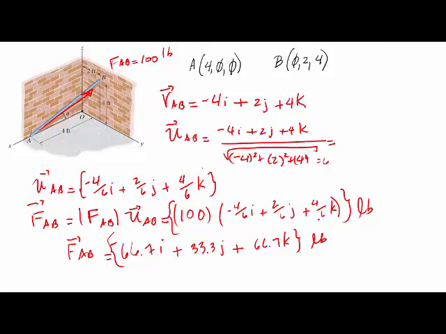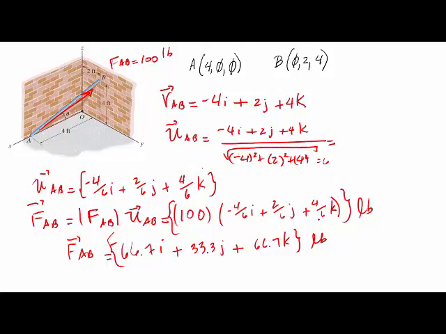Okay? So now we have responded to the first question. So the force vector AB is minus 66.7I plus 33.3J plus 66.7K, and this is pounds.